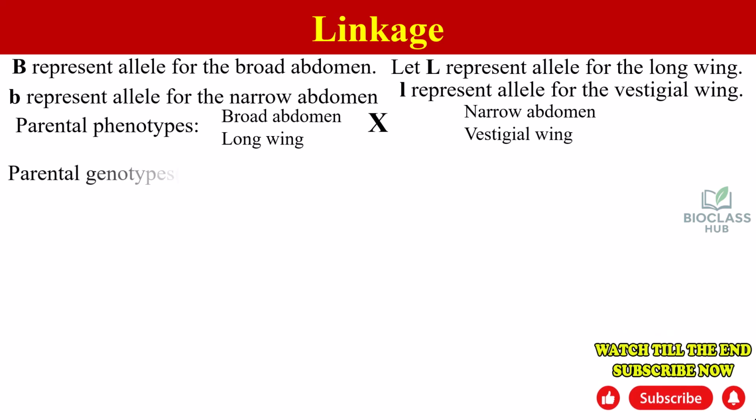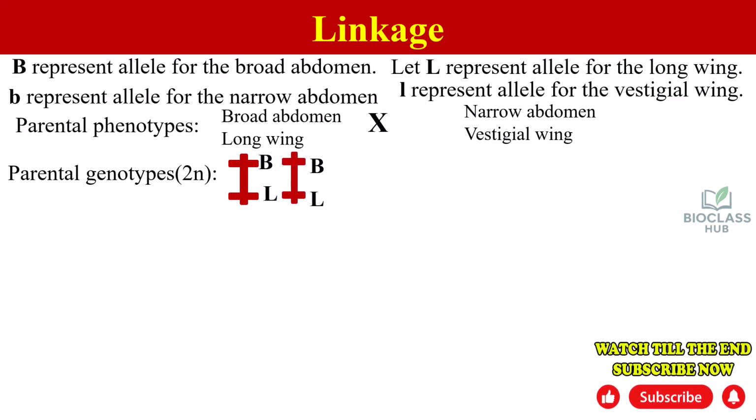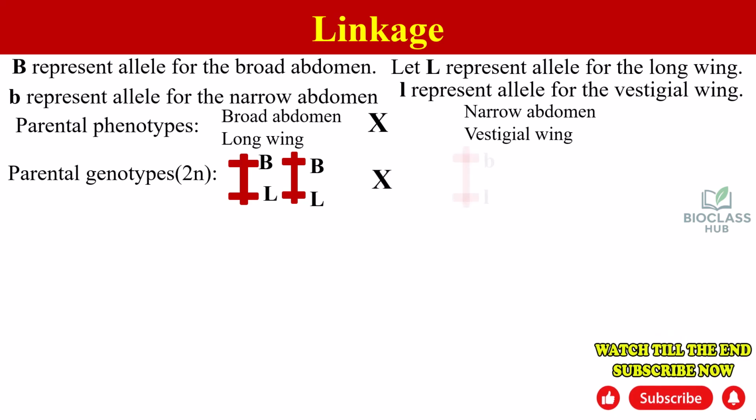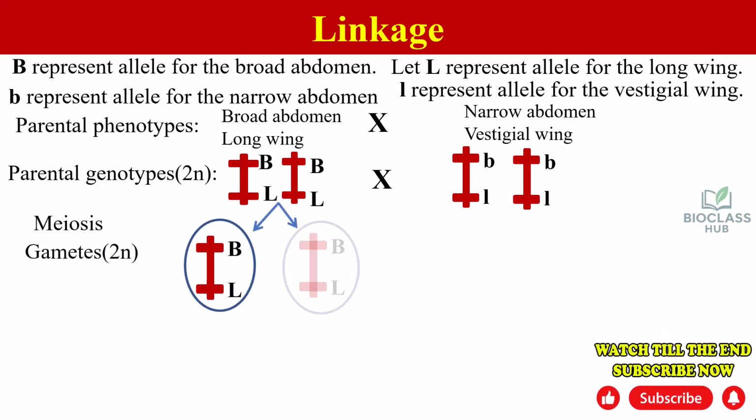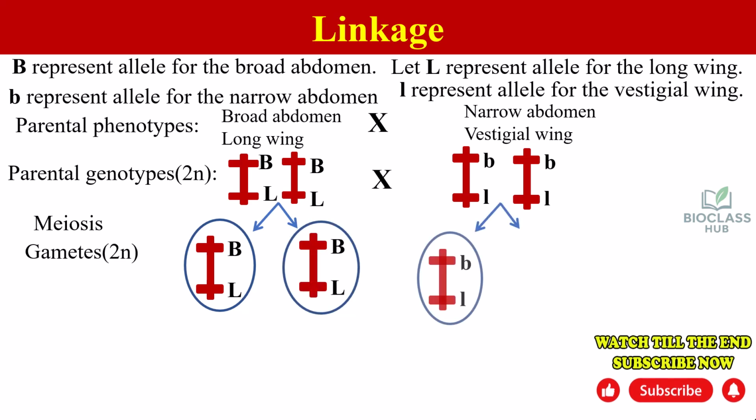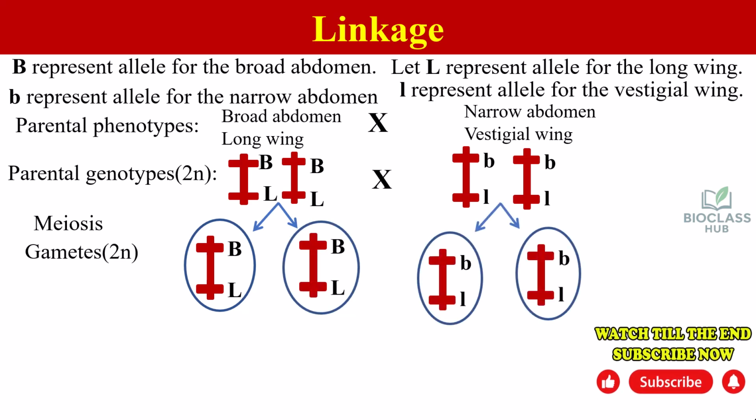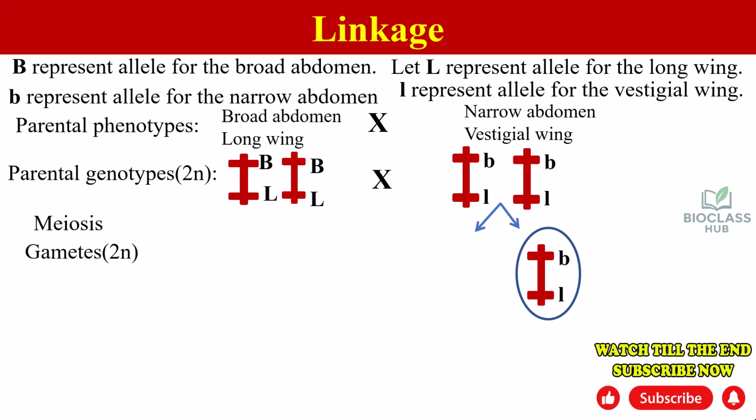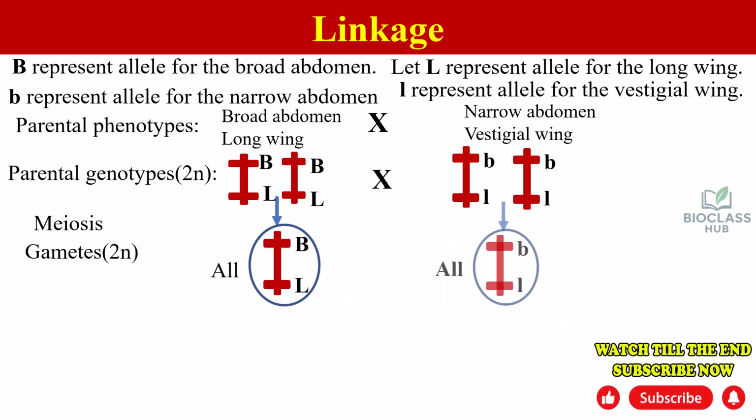Parental genotypes. We use a chromosome and attach the alleles. This is linkage. Genes or alleles are attached to the same chromosome. Crossed with double recessive characteristics. Meiosis leads to gamete formation. Gametes are formed. All the genes, alleles, go within the same gamete. This is called linkage. This also happens on the other side. Since all the gametes are the same, for simplicity, we can represent using one gamete, including the word all.